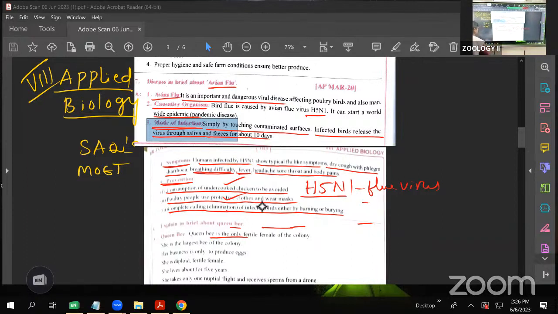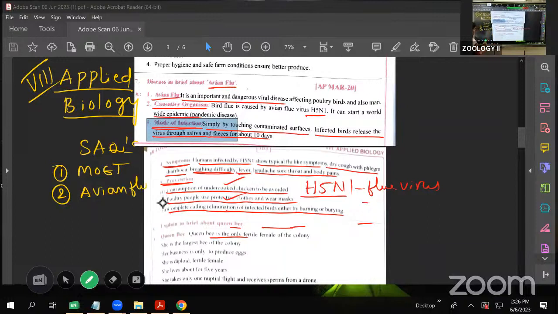Next, we already discussed the first one, MOET. The second one is avian flu. Now we are going to discuss the next one, the next SAQ.